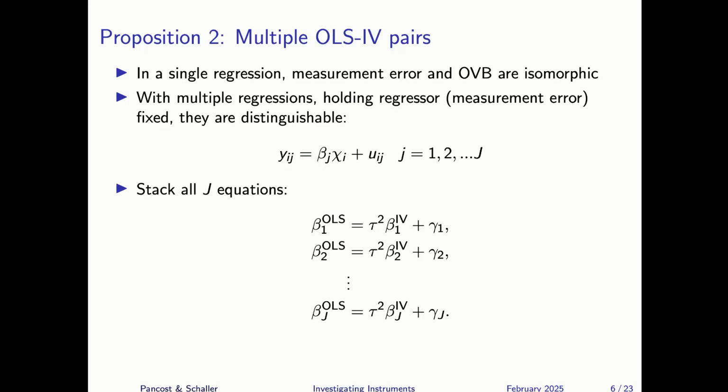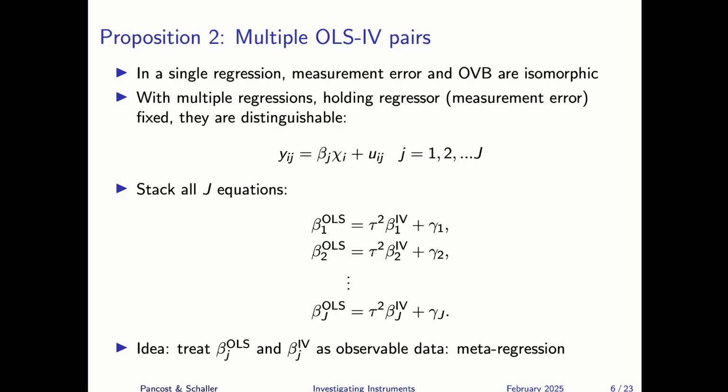What we do is we stack these equations. We have a bunch of OLS coefficients. Each one is the same tau squared times the IV coefficient, plus a residual. That residual is the omitted variable bias in that regression. Okay? For our paper, we're going to treat the OLS coefficients and the IV coefficients as if they were data, which is why we call it a meta-regression. I'm going to regress coefficients on coefficients.